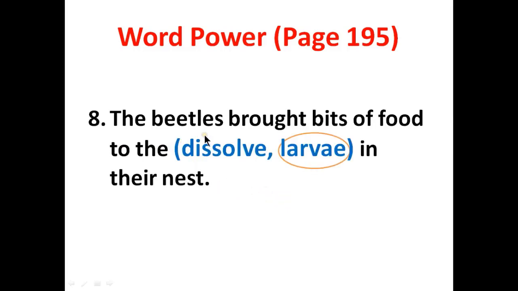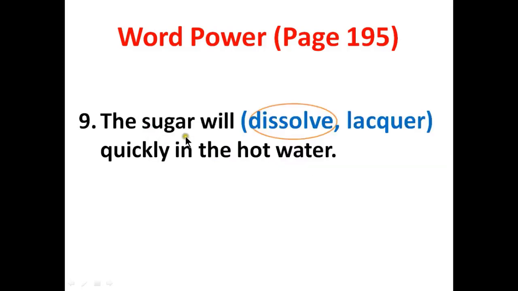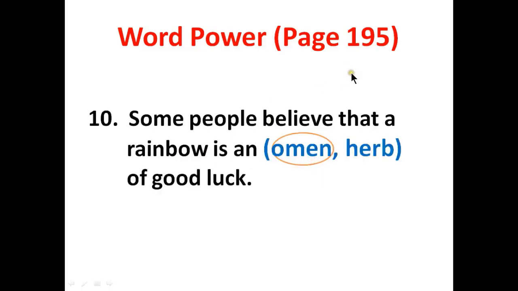Number 8. The beetles brought bits of food to the larvae in their nest. Larvae is the answer for number 8. You please circle the correct answer, larvae. Number 9. The sugar will dissolve quickly in the hot water. And the last one on page number 195. Some people believe that a rainbow is an omen of good luck.